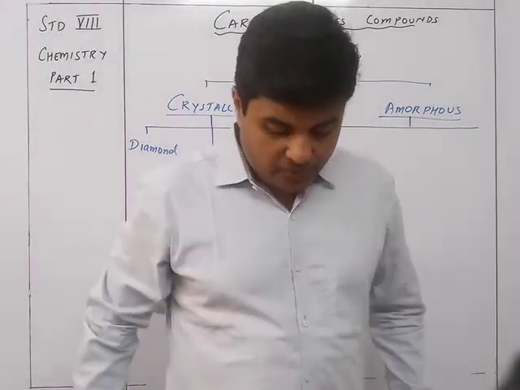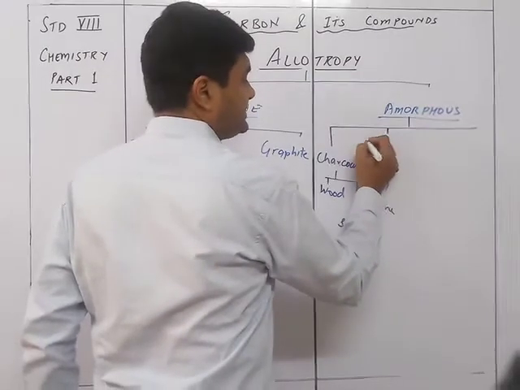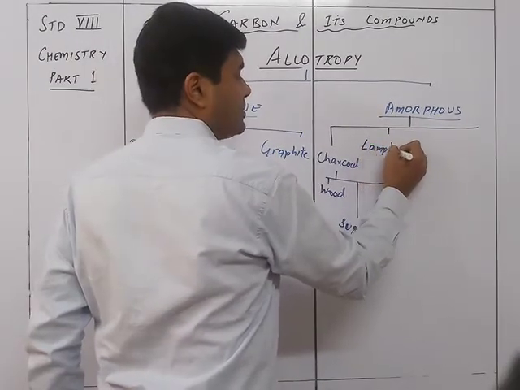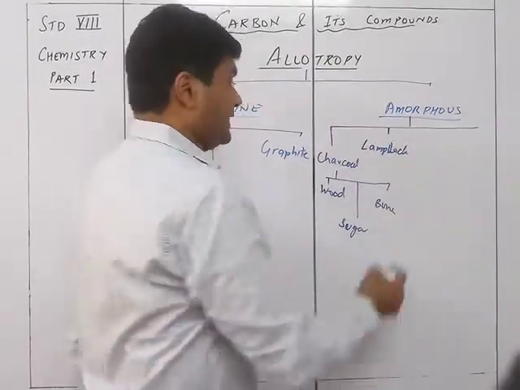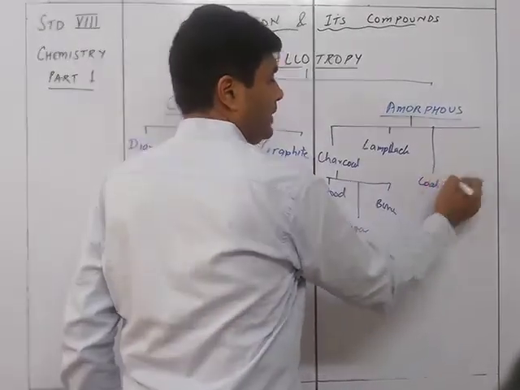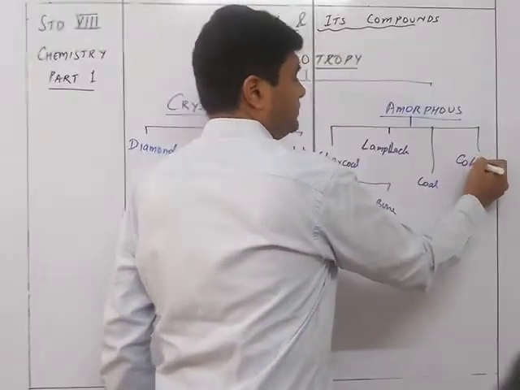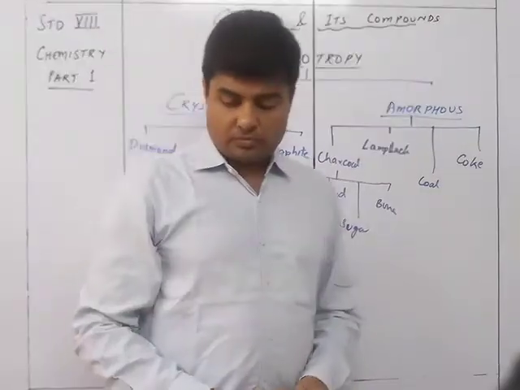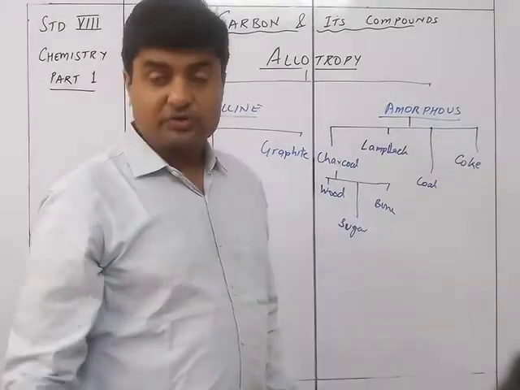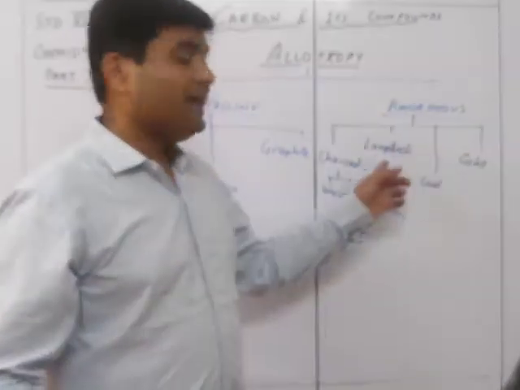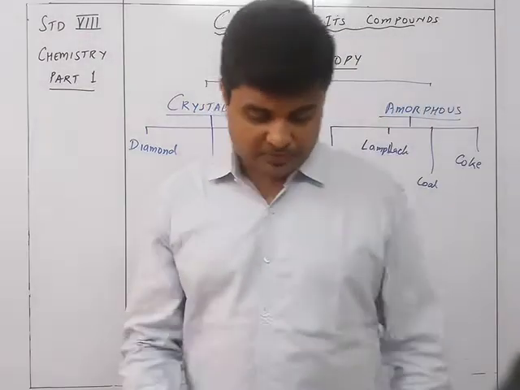So that's charcoal, and apart from that, one is lamp black. Then there are different kinds of coal, and finally there is coke. Now all these are different things. Coal is found in the ground, coke is also formed from different forms of carbon, and lamp black is a powdery form which we'll learn in detail in the next part of the chapter.